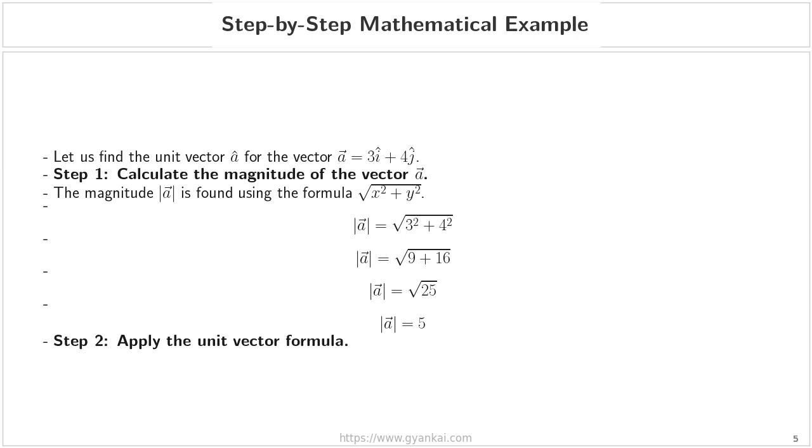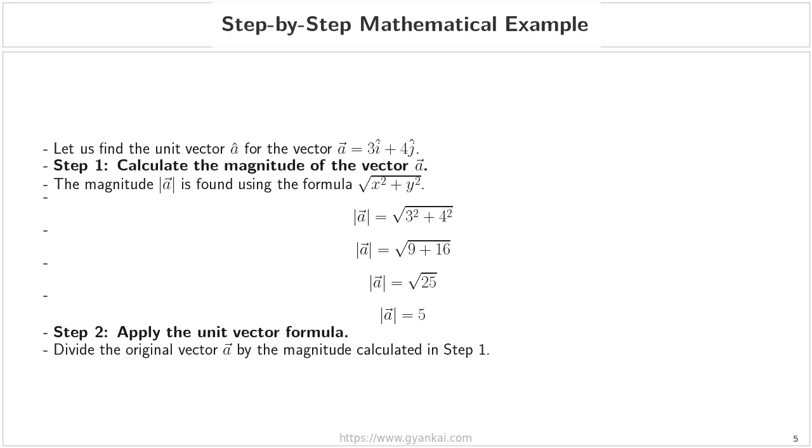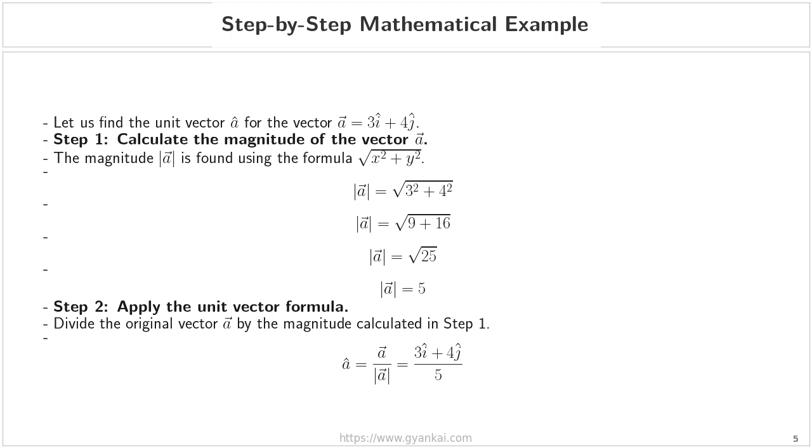Step 2, now we apply the unit vector formula that we saw earlier. This is the process of normalization I mentioned. We take our original vector, and divide it by its magnitude, which we just calculated to be 5. This looks like a cap equals the vector, divided by the magnitude of a, which is the same as writing 3i hat plus 4j hat, all over 5.